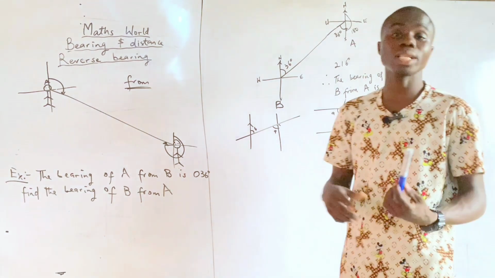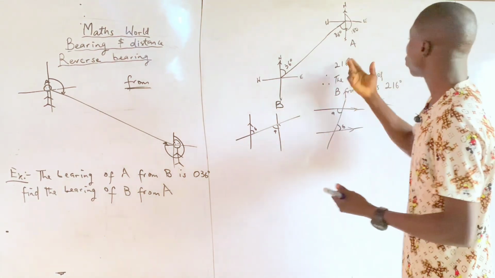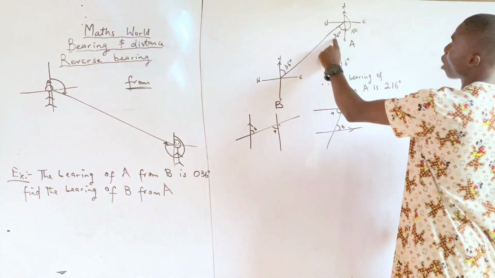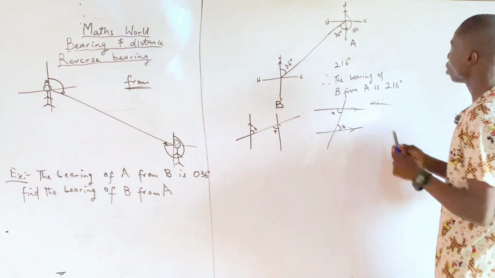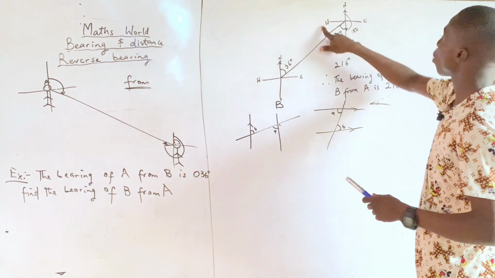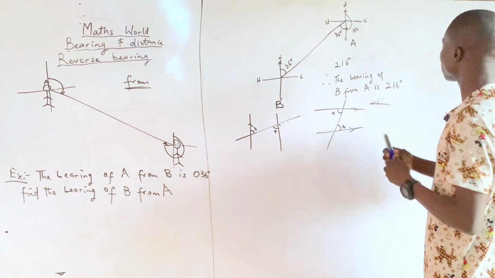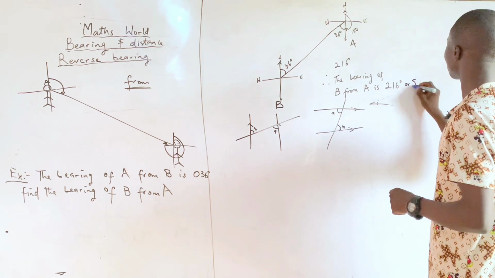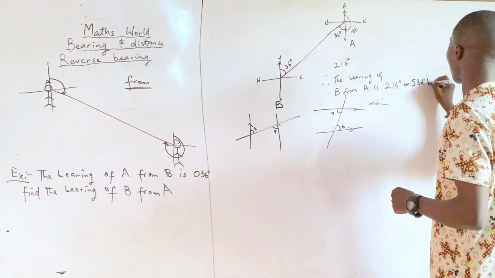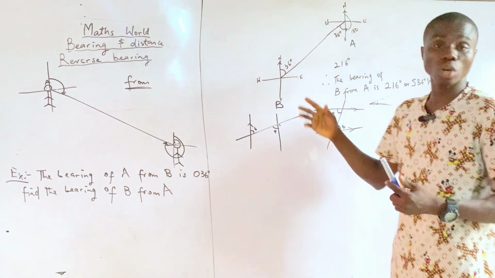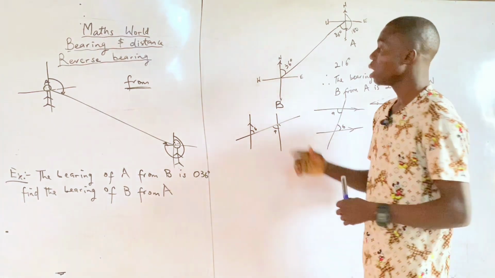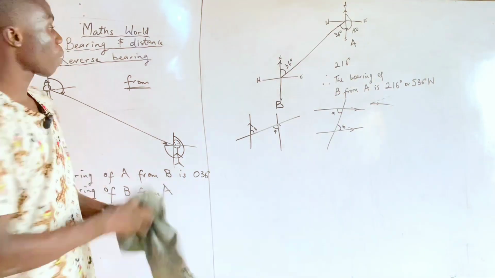And if they say that I should write it in compass bearing, although I've told you how to do that, it will be South 36 degrees West, because it is at south going to west in 36 degrees. That is how we solve questions on this reverse bearing. Let me give you one more example.